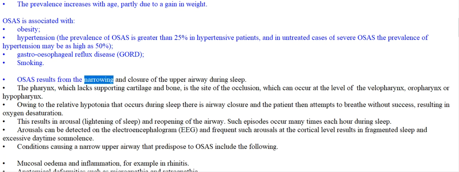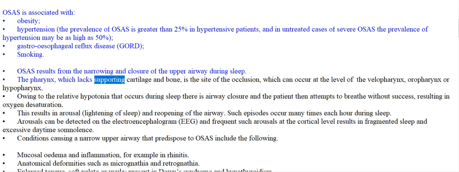OSAS results from the narrowing and closure of the upper airway during sleep. The pharynx, which lacks supporting cartilage and bone, is the site of the occlusion, which can occur at the level of the velopharynx, oropharynx, or hypopharynx.